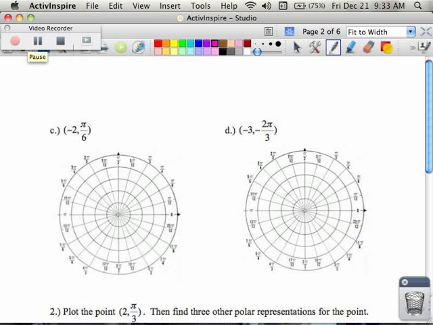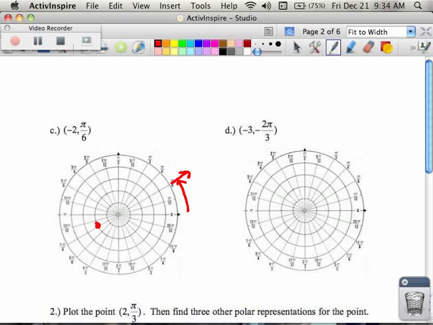So in part C, first of all, you're going to spin the pi over 6. If you spin the pi over 6, that means you face pi over 6, which is right here, and you walk out negative 2 units. So that means instead of going towards the pi over 6, you're on the pole and you go backwards 2 units. That means you're right here. So your eyeball was looking in this direction, but you had to walk backwards 2 units. That's what the negative 2 means.